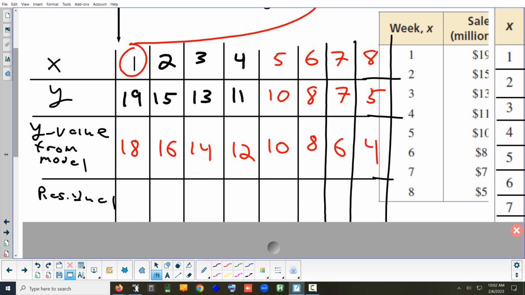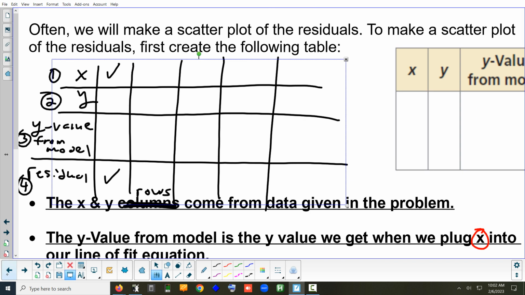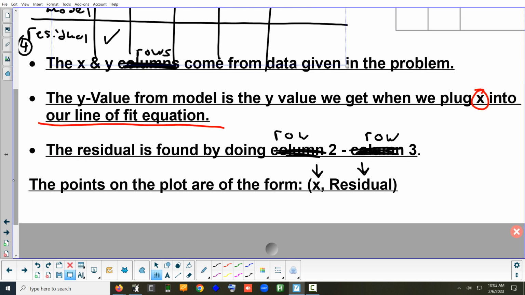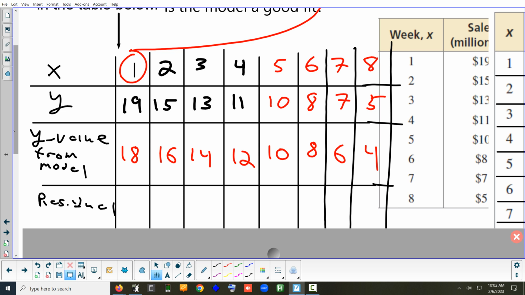So let's go back and look at how it says to do that. The residual is found by doing row 2 minus row 3 for each one. Remember, small residuals are good. That's what we want. So now, row 2 minus row 3. Let's start. Anaya, what's 19 minus 18? 1. That's how far off it was. It was 1 off.